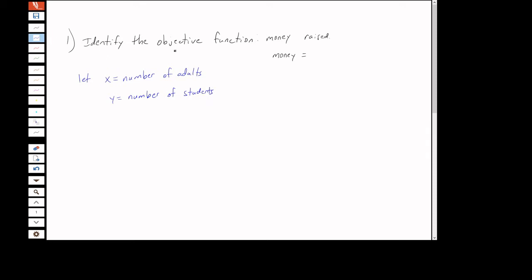Okay, and in the problem it said that admission is $8 for adults. So if 1 adult attends, that's $8, 2 adults, it's $16, right? So the number of adults times 8 is the amount of money that we get from the adults. So 8 times x. Likewise with the students, the admission is $4 per student, so I'd have 4 times y, and I add those together to get the total money raised. Okay, so that's my objective function, and to put this in the notation that we've seen for some previous problems, we could write this as z equals, where z is the amount of money. And here's my objective function.